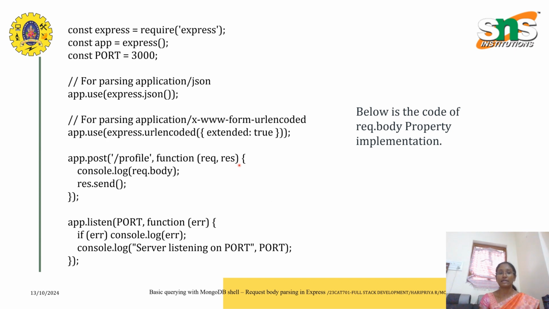I'll give an example of using the request body property to implement this in full-stack Express. Here I write const express = require('express'), then const app = express(). The port name you already gave is generated automatically in Visual Studio; you just change the keywords and values. Then app.use(express.json()), which is for parsing application JSON, and the extended format option, which is true or false.